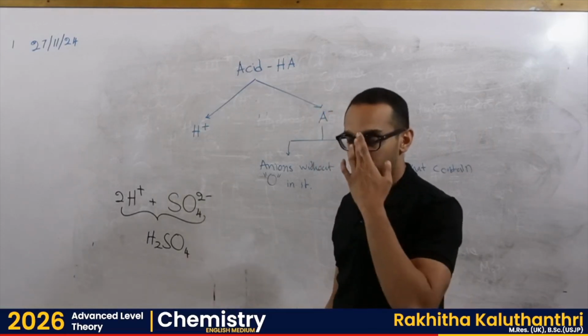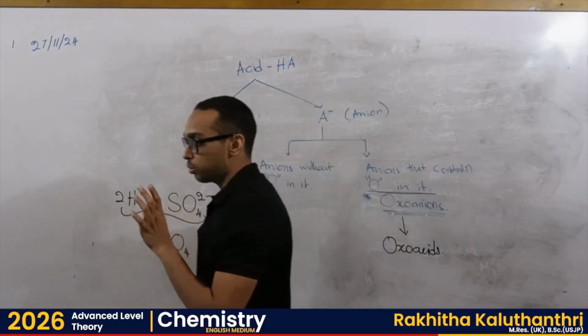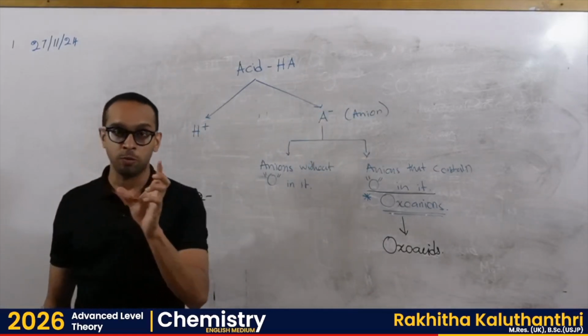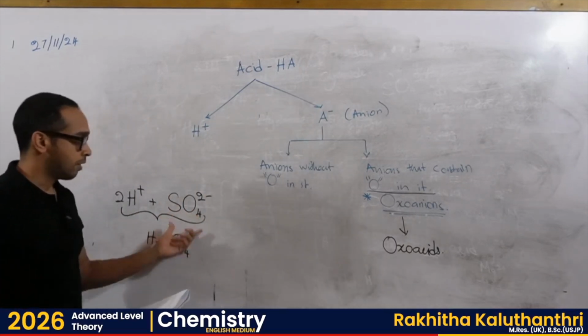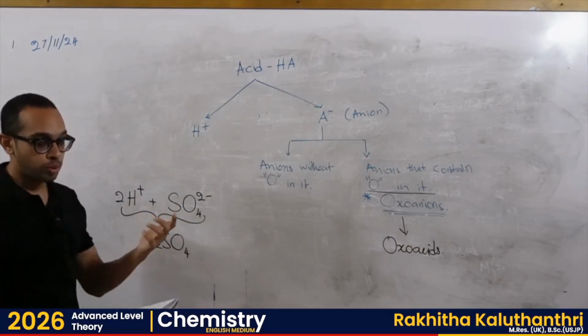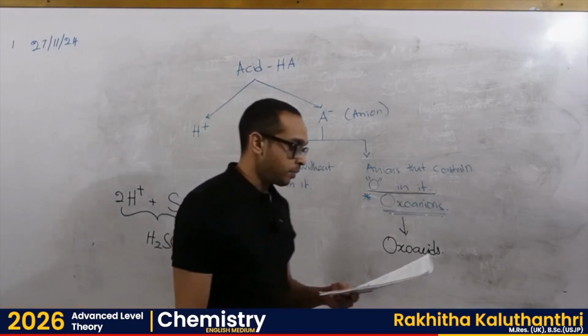The basic naming of the oxoacid should be known. The basic root name should be known for you to derive the other names. So if you don't know the basic root name, this is sulfuric. If you don't know the basic root name, it will be difficult. So we'll cover those today.